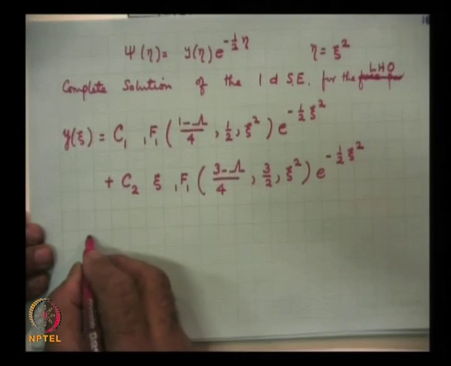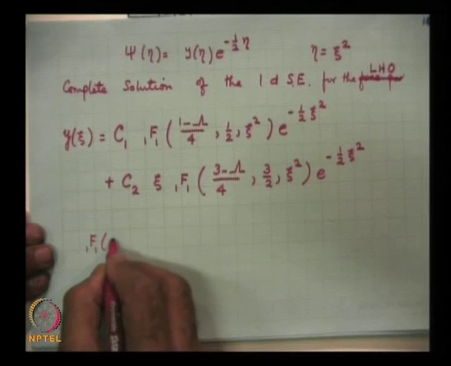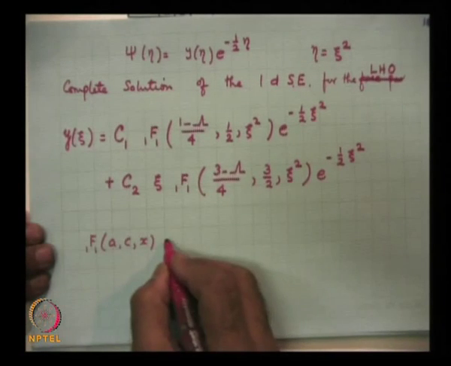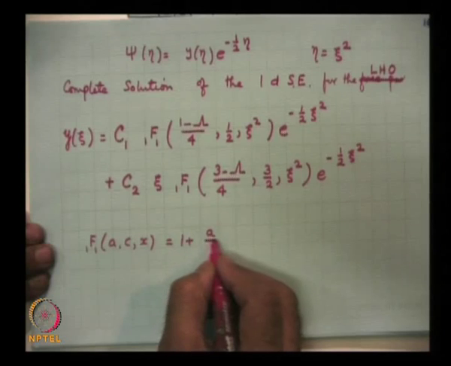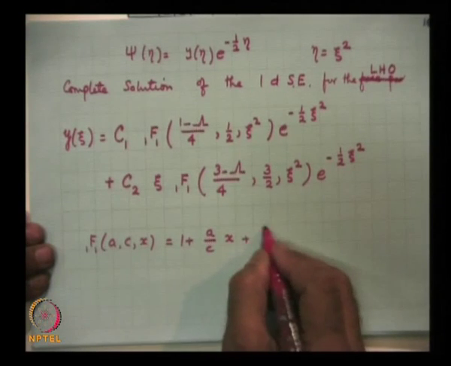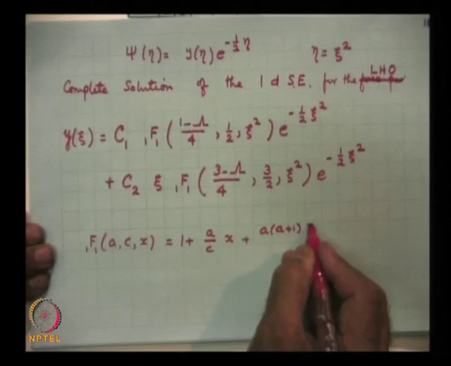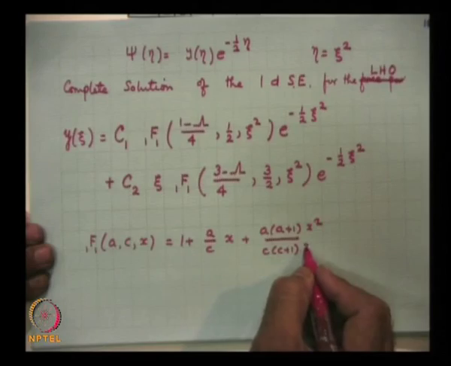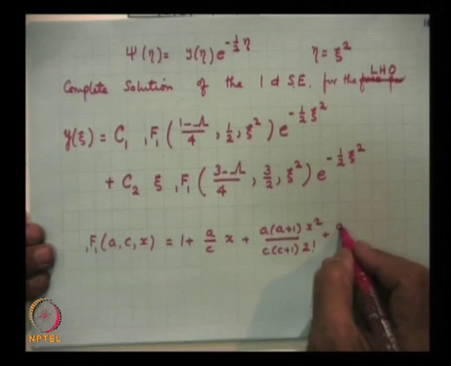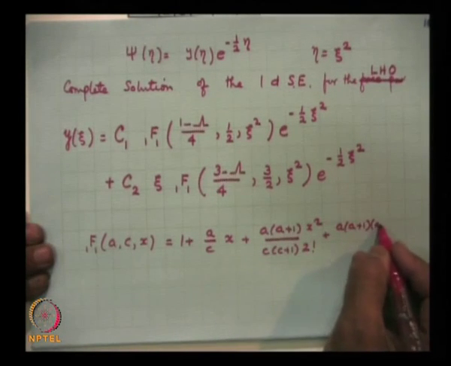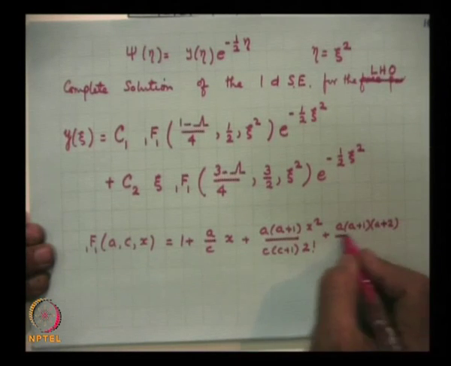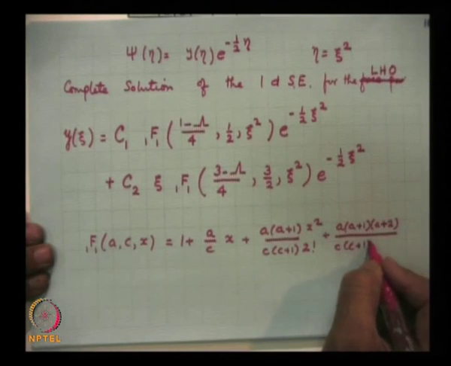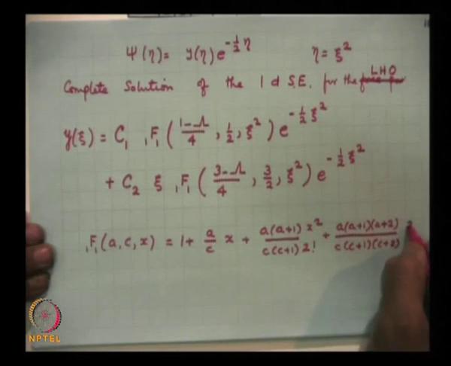But there is a problem, and the problem is that you remember that we had said F11 a comma c comma x is equal to 1 plus a by c x plus a into a plus 1 into x square by factorial 2 plus a into a plus 1 into a plus 2 into c plus 1 into c plus 2 x cubed by factorial 3.